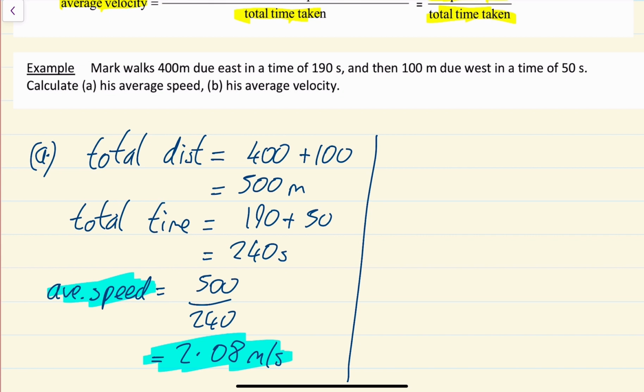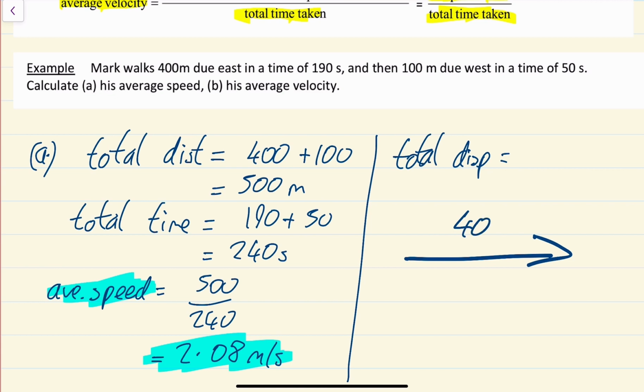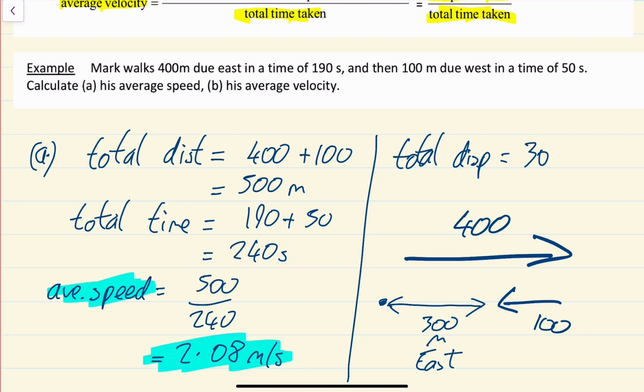So for the average velocity, we need the total time. We've already got that. We also need the total displacement. Now, that's just how we think. He goes 400 meters east, which means 400 meters to the left basically, and then he goes back on himself by 100 meters west. That's 100 meters to the right. So basically his displacement from where he has started is 300 meters east. So that's where I've magically got this 300 meters east, and I've put the east on as the direction is important for displacement.